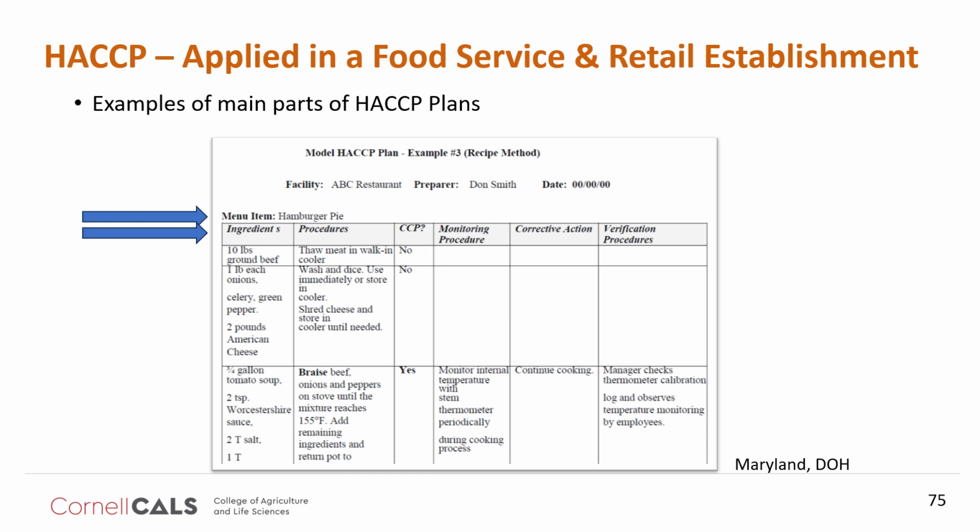Third example is again focusing on the individual menu item, but this one goes in even more into detail. It follows a recipe for each menu item. Column 1, list of ingredients. Column 2, list of procedures these ingredients go through. So in columns that follow, they define, is it a CCP or not? If it is, they define the monitoring, the corrective actions, and verification procedures.